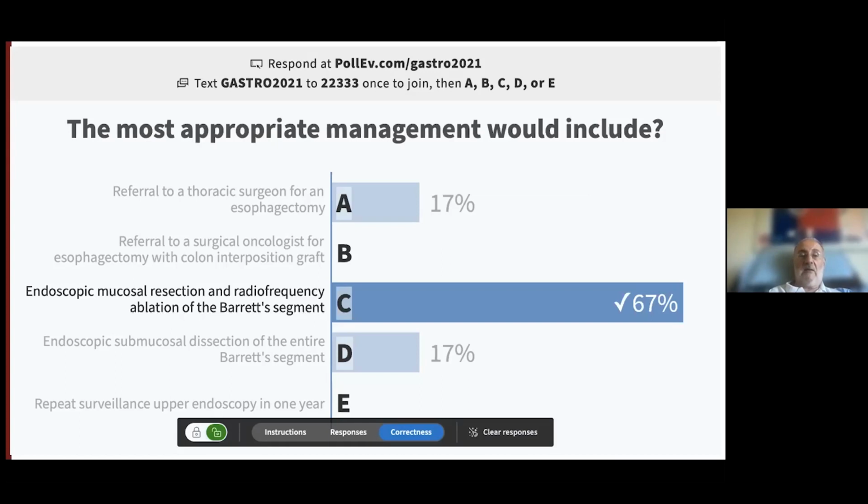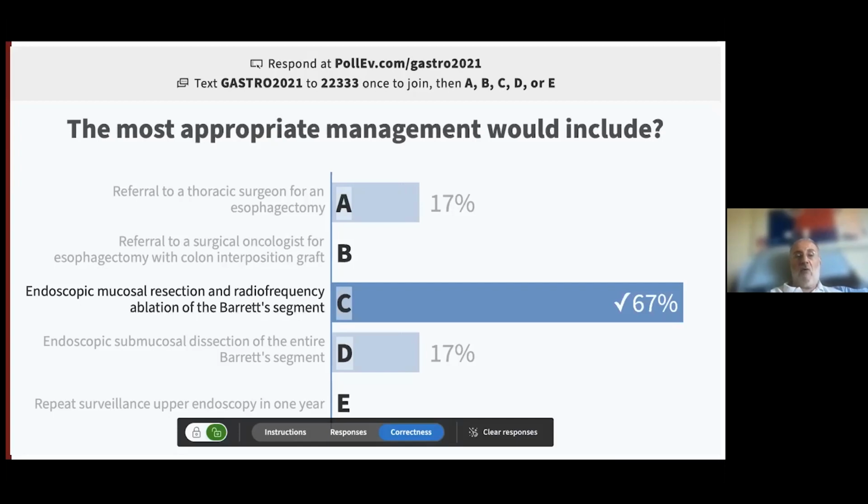The repeat surveillance upper endoscopy in 1 year is not an option here, since the patient has carcinoma in situ. One could debate referral to a thoracic surgeon for esophagectomy, especially if the endoscopic mucosal resection is not feasible in a particular area or a particular hospital. Typically, that's the answer in particularly nodular abnormalities that suggest the presence of underlying high-grade dysplasia and carcinoma in situ. And that's followed by radiofrequency ablation of the remaining Barrett segment. And that's why this was the proper answer on this question.